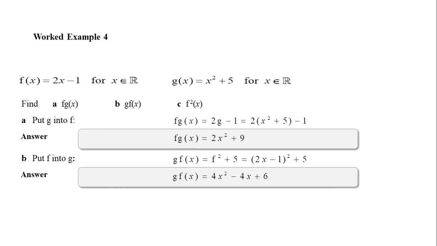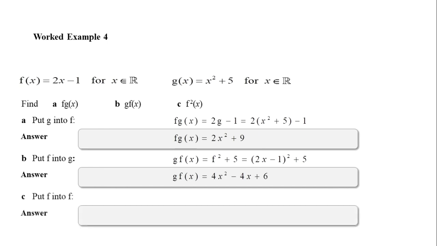Let's move to letter C. f squared of x, meaning f of f of x. Therefore, put f into f. If I put f into f, it will become 2f minus 1. And the value of that f is 2x minus 1. Since the value of the f is 2x minus 1, I'll just distribute that 2.